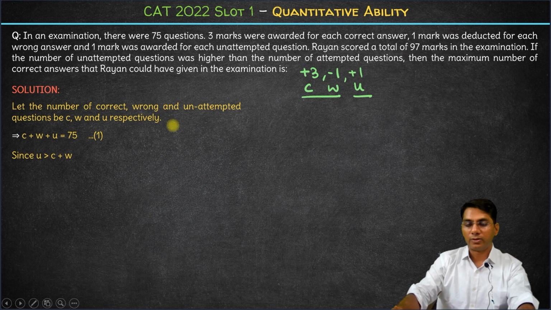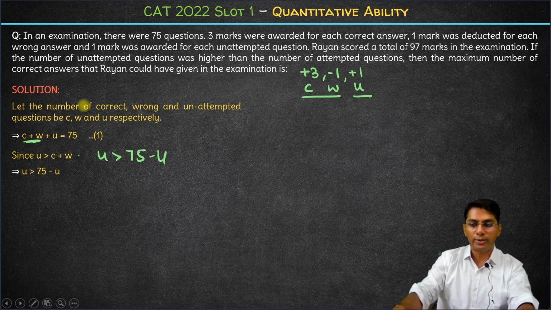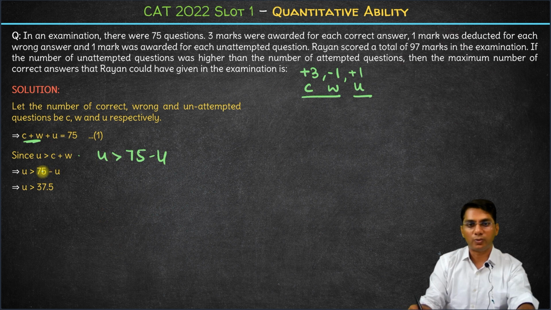Fine. So now C plus W we know is 75 minus U. So U should be greater than 75 minus U. That's what we have. Okay. So U goes on the left side. 2U is greater than 75. Hence U is greater than 75 by 2, which is 37.5. That means the number of unattempted questions should be greater than 37.5.